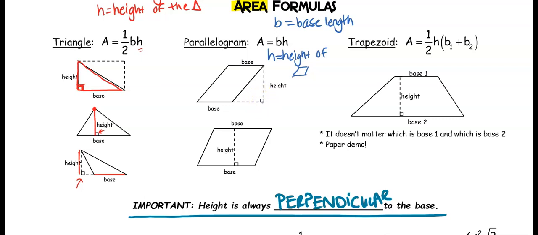I don't want you to forget all the properties of parallelograms because those come into play. The opposite sides are congruent. So it doesn't matter if I'm using this base or this base, they're going to be the same number.